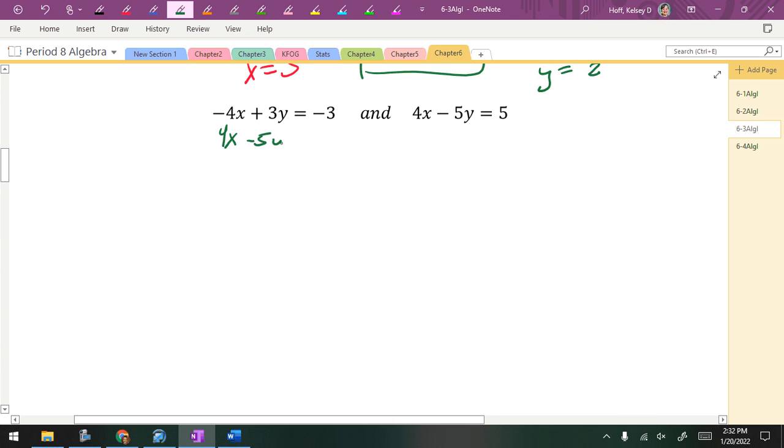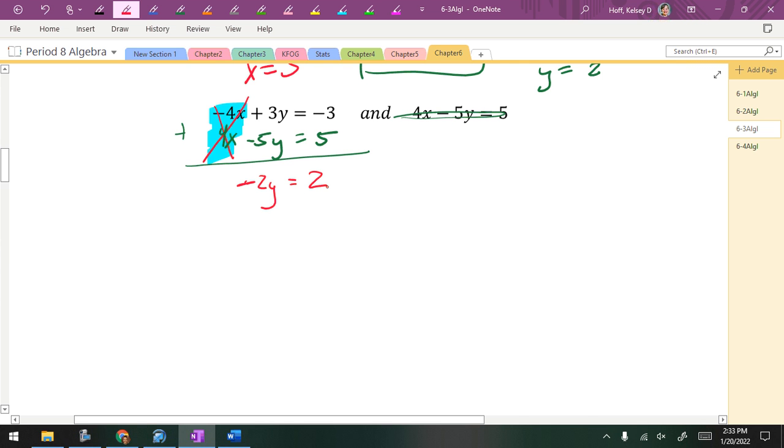4x minus 5y equals 5. Everybody see what I did? I just wrote that second one underneath there. So if I add, this time my x's will cancel. 3 plus negative 5y, negative 2y, negative 3 plus 5, 2.